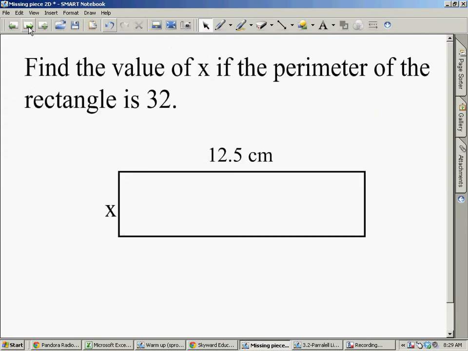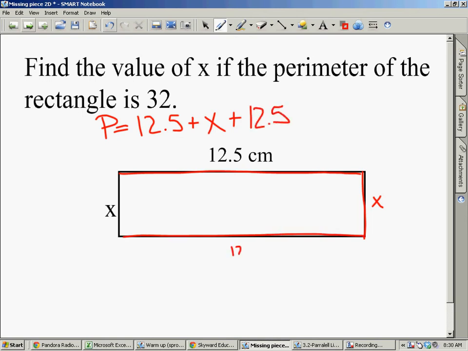Let's try one where I give you the perimeter. So I want you to find the value of x, knowing that the perimeter of this rectangle is 32. Okay, so I think about the perimeter of a rectangle as adding all the sides together. So I know that my perimeter is going to equal this side, 12.5, plus this side, which is the same as the other side, which happens to be x, plus this side, which is the same as the top, 12.5, plus this last side, which is x.